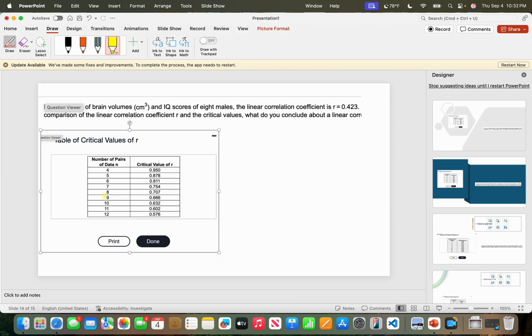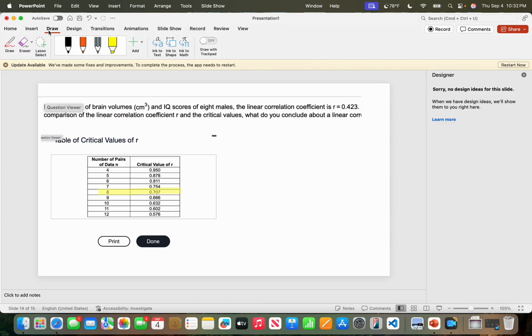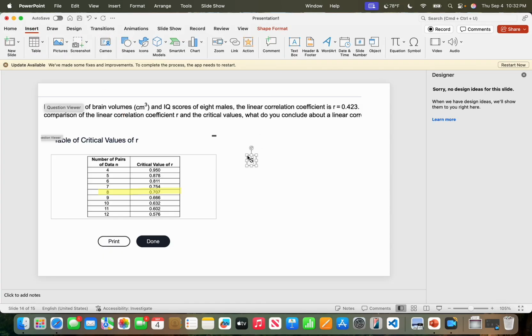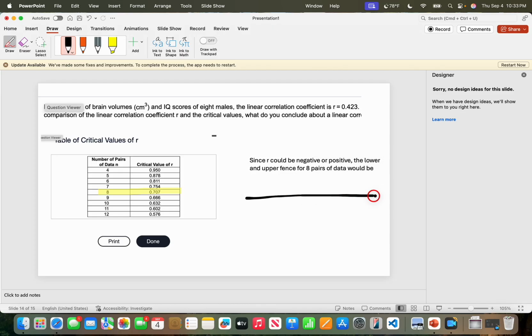Now, from there, let's look at our highlighter. For 8 males, for 8 pairs of data, 0.707 is the critical value. Here's one thing we need to learn. Since R could be negative or positive, the lower and upper fence for 8 pairs of data would be, and we can draw this out, we have a spectrum here. It goes from -1 to +1.